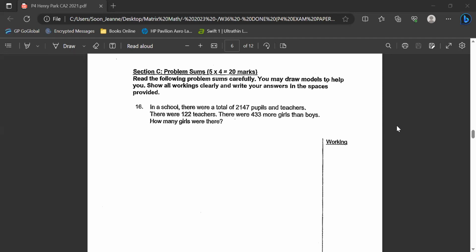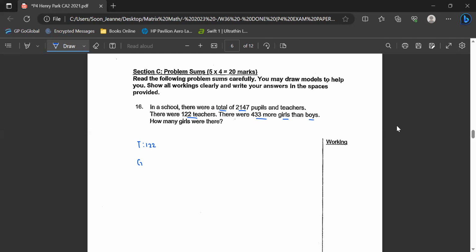So what we're going to do is, this one we can actually draw a simple model to solve our question. You know that the total is actually 2147, right? They told us the exact number of teachers, which is 122. So I'm going to just write teachers 122. But they say that the pupils are made up of girls and boys. There were actually 433 more girls than boys.